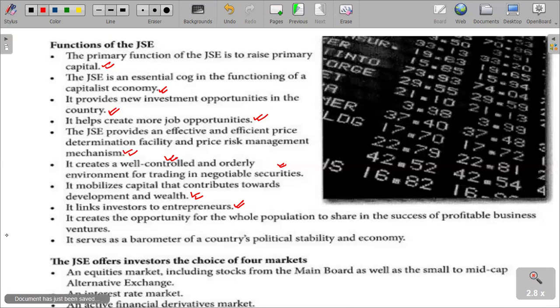It creates the opportunity for the whole population to share in the success of profitable business ventures. I'm sure that you know that as businesses are profit making and well performing, the whole population would also benefit in that respect. We are saying opportunities for the whole population to share in the success of profitable business ventures, as to say that information is not hidden with regard to business performances. In that respect, the share performances, or the performances of those businesses, would benefit the country as a whole.